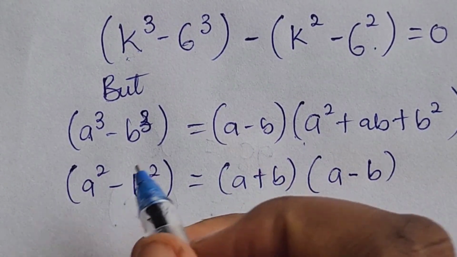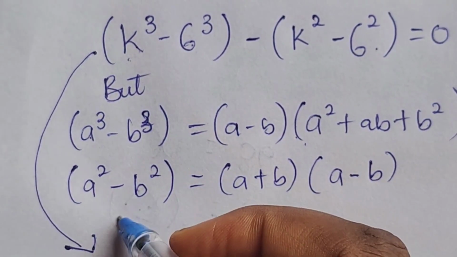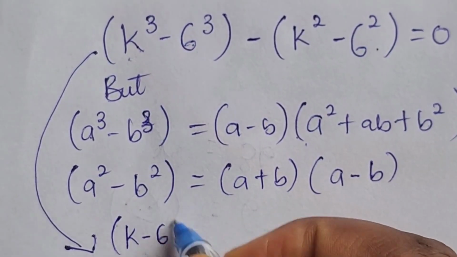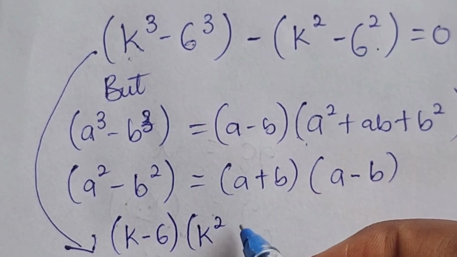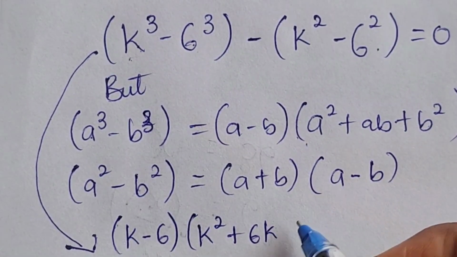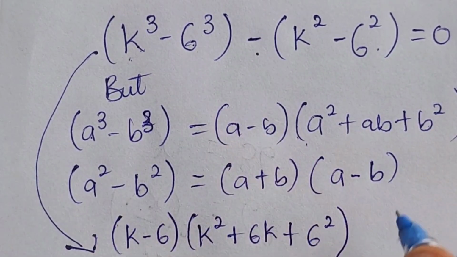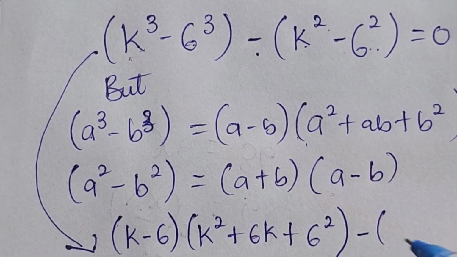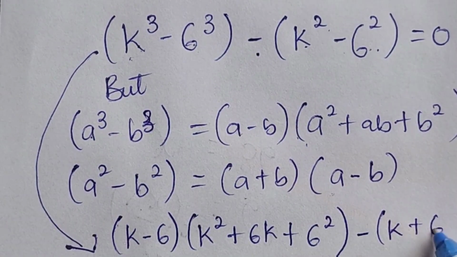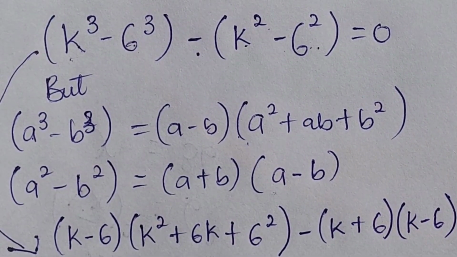becomes this. So we have k minus 6 times k squared plus 6k plus 6 squared, minus we have k squared minus 6 squared, which is this. So we have k plus 6 times k minus 6, and it is all equal to 0.